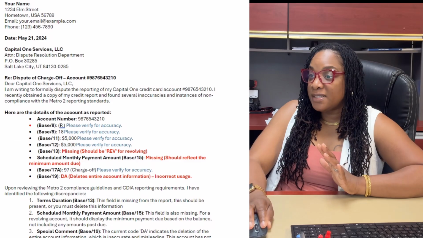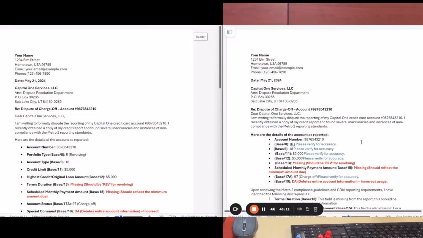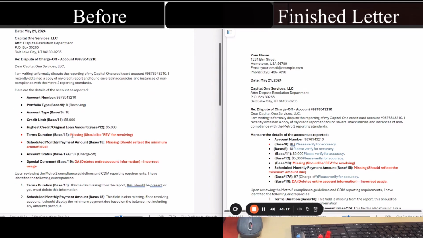Now I'm gonna do a side by side. Like I said, this is not a real letter, so it's not going out to anyone, but this is the before. This is the letter that I created. It still has pretty much the same verbiage in it, but I did it this way so that I could explain to you better about the fields and codes. For instance, with portfolio type, base segment character field 8, I have an R there because that's the code. The code is R, but beside it I put revolving, to let you know that this is a revolving account, and so on and so forth.